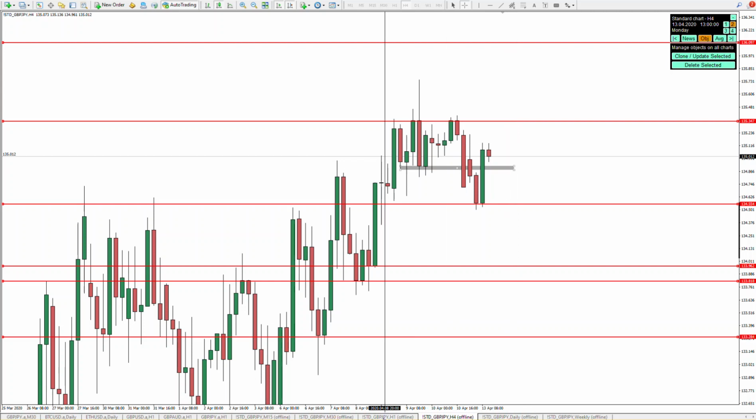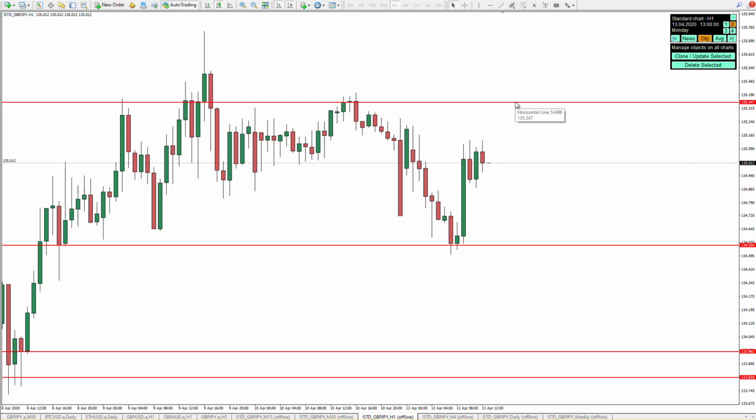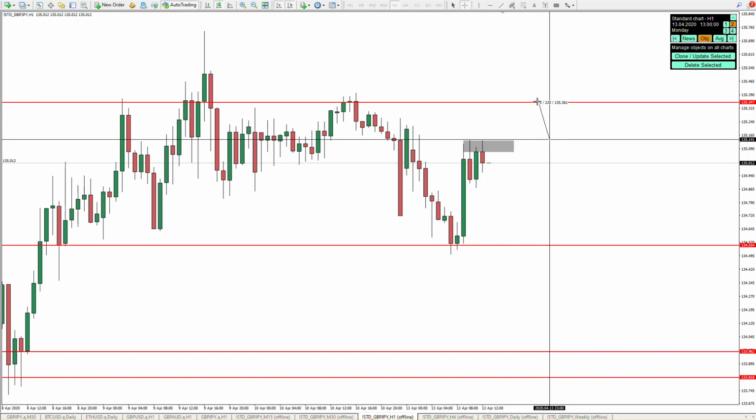135.14. Where is that level? Just above here. If we are above here, yeah, we definitely will go up to visit this resistance, which is 20 pips away.